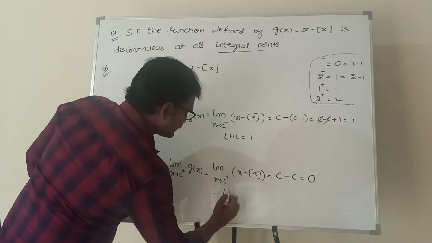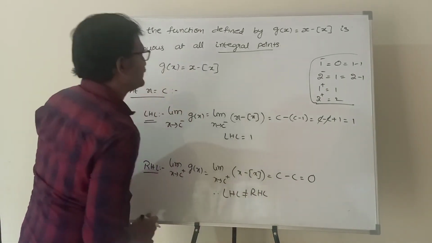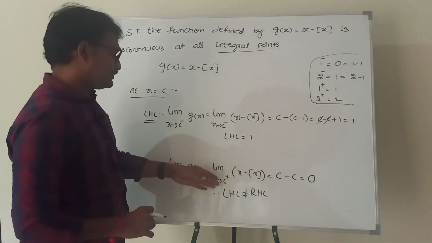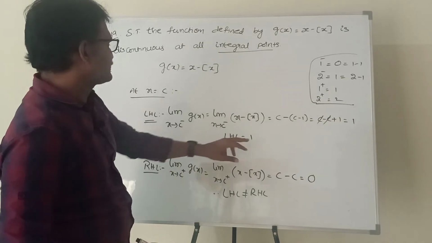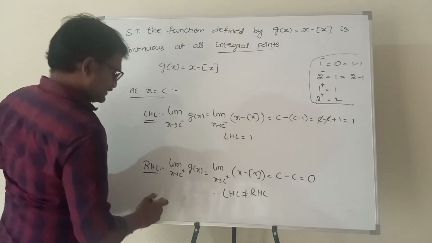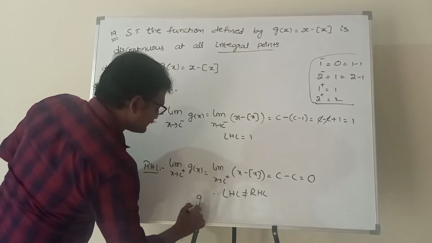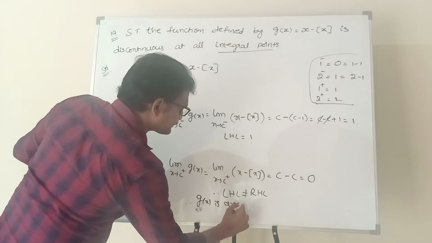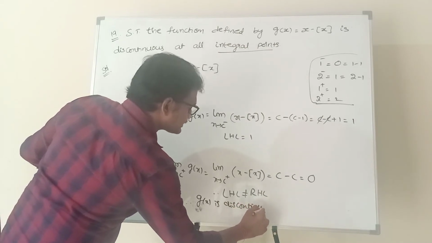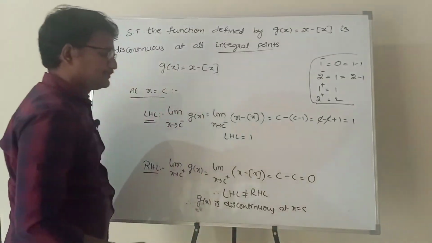Therefore, left hand limit not equal to right hand limit. Right hand limit value is 0. Left hand limit value is 1. Therefore, g of x is discontinuous at x equal to c.